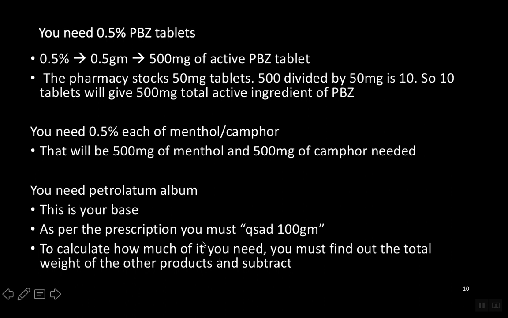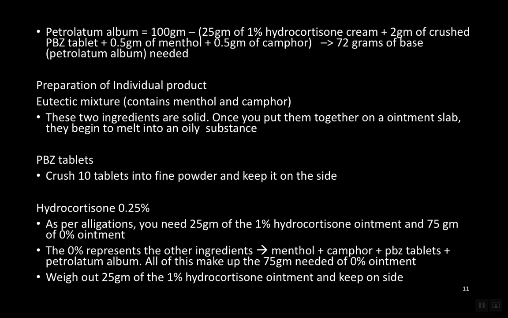As per the prescription, you must QS up to 100. So you do this last. Calculate how much of this you need, because sometimes the question may ask you how much you actually added. You just have to subtract everything else from it. So what are you going to subtract?